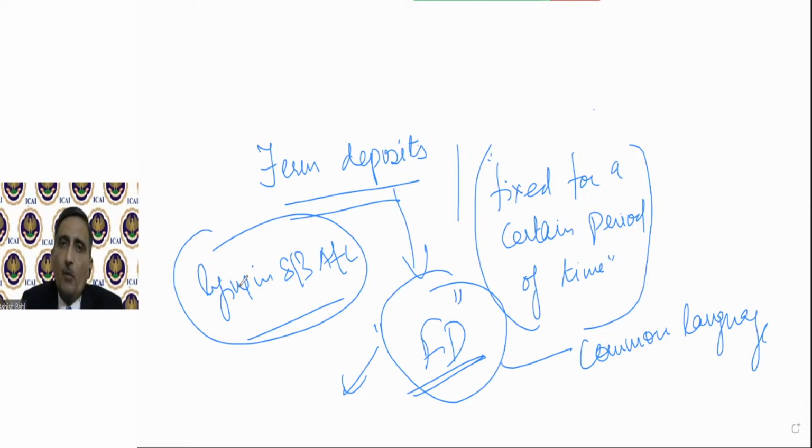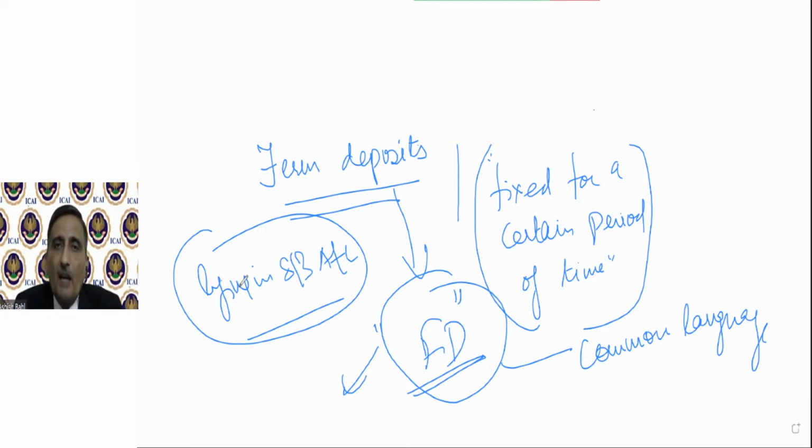So saving account deposits and current account deposits are demand deposits. These are withdrawable; they can be withdrawn at any time. Say if I am having funds of rupees 2 lakhs lying in my saving account, I can withdraw the funds at any moment without paying any extra charges. So these are payable on demand.